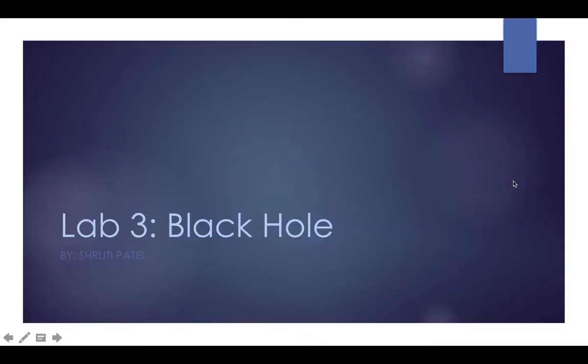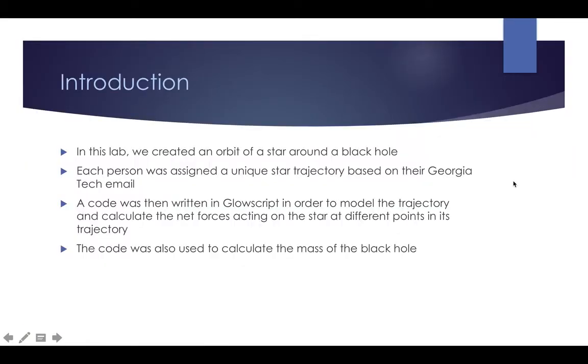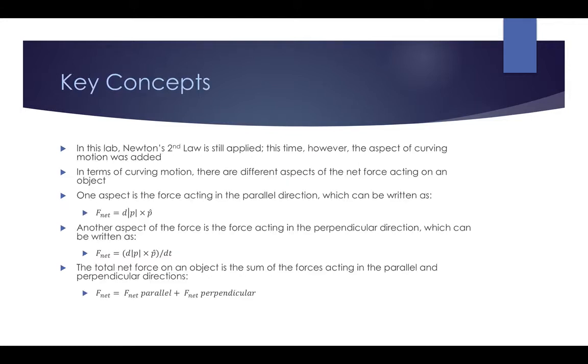So lab 3 discusses a black hole. In this lab we created an orbit of a star around a black hole, and each person was assigned a unique star trajectory based on their Georgia Tech email. A code was then written in GlowScript to model the trajectory and calculate the net forces acting on the star at different points, and the code was also used to calculate the mass of a black hole.